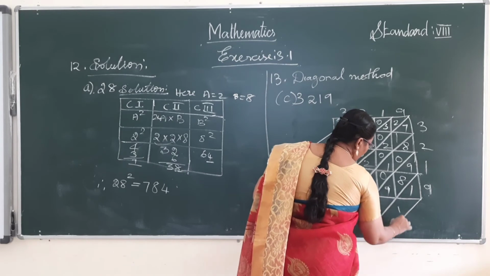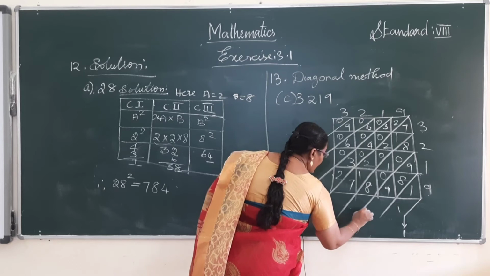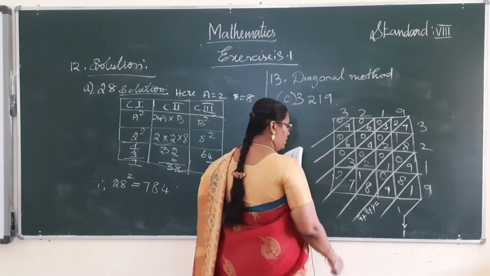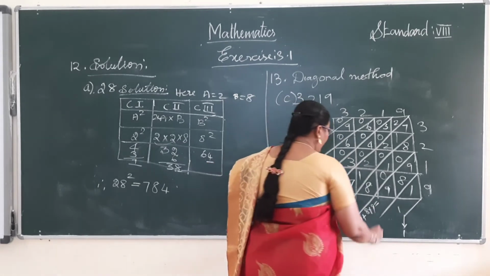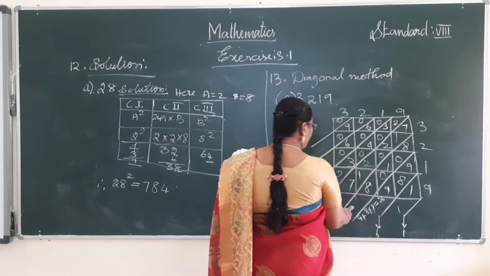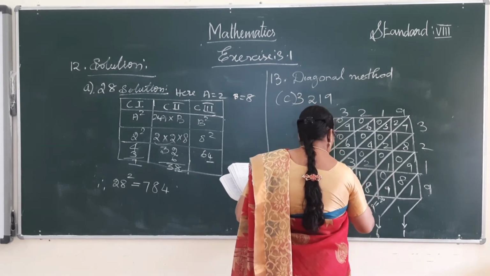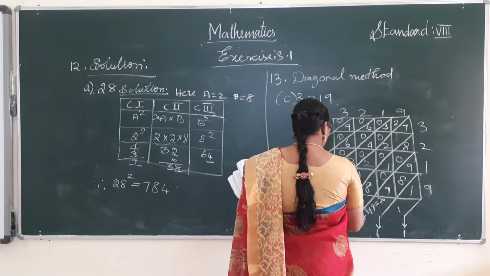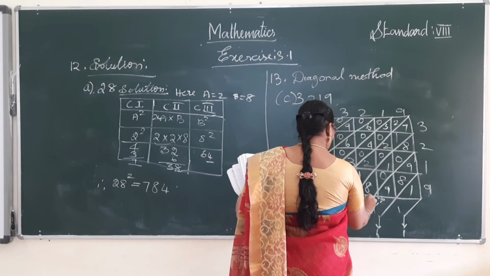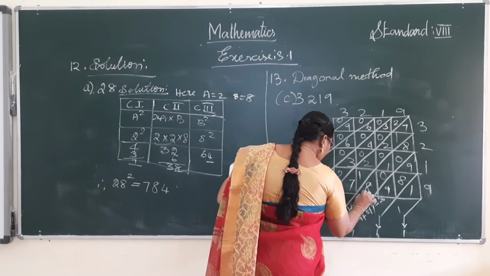Now add in this place 1, so 1. Now add, these are all 9 plus 8 plus 9, 18 plus 8, 26. So write 6 here. So carry forward to here. So 8 plus 1 plus 8 equal to 17. Already here 2. So 19. So write 9 here. Okay.